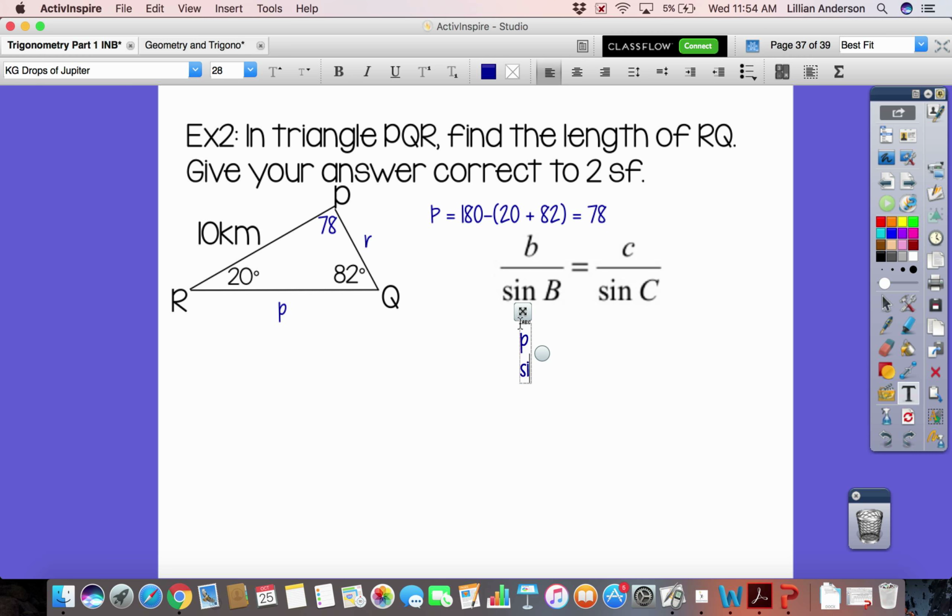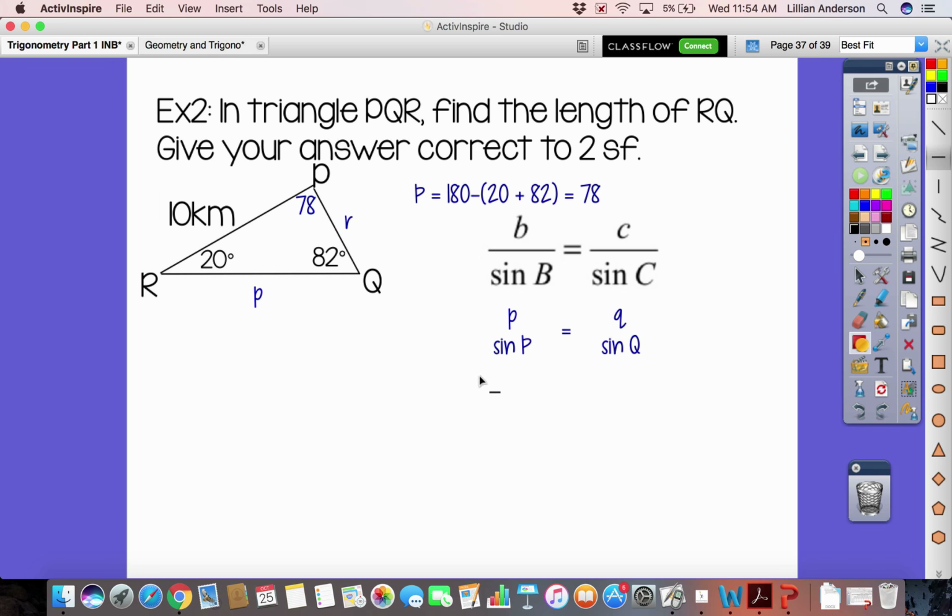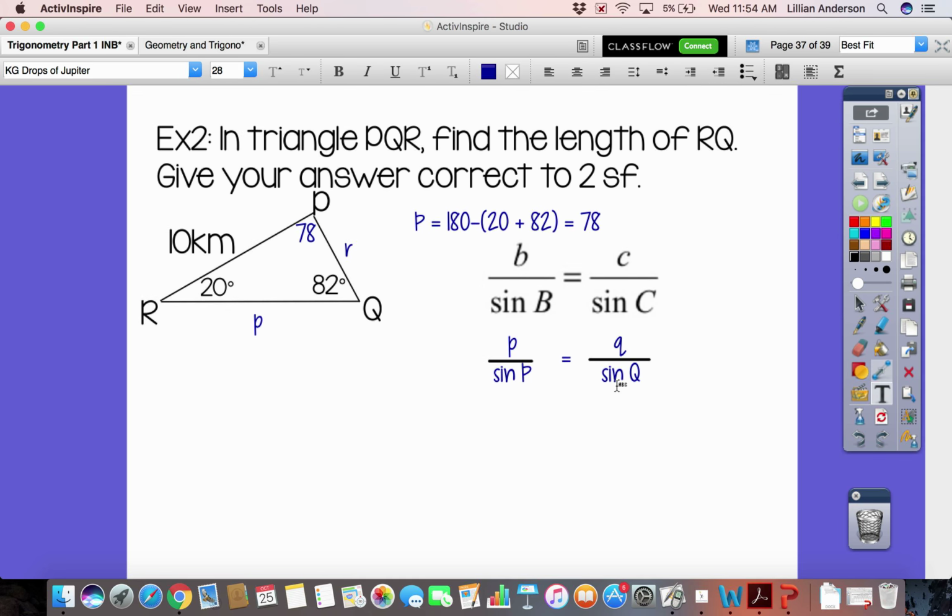We can say this is P over sine P equals Q, lowercase q, over sine Q. Okay, it does not have to be A's, B's, and C's. We can change it to any letter that we want to as long as we stay consistent. Q goes with Q, P goes with P, etc., etc. So now that we have that, let's plug everything in.